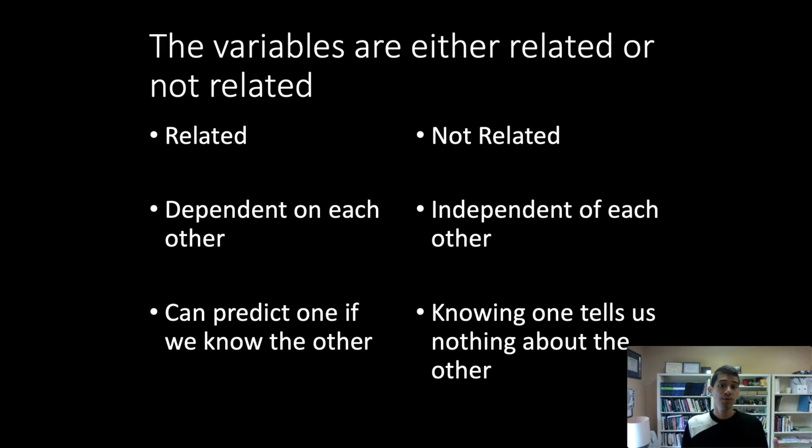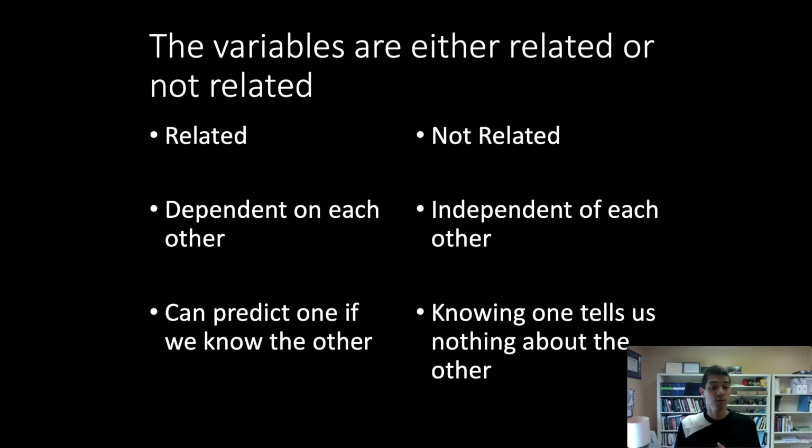If we say that two variables are related, other ways of phrasing that might be that the two variables are dependent on each other. So how much money somebody makes might be dependent on how much education they have. If two variables were not related, let's say that for some reason how much money somebody makes was not related to how much education they have, we would say that they are independent of each other.